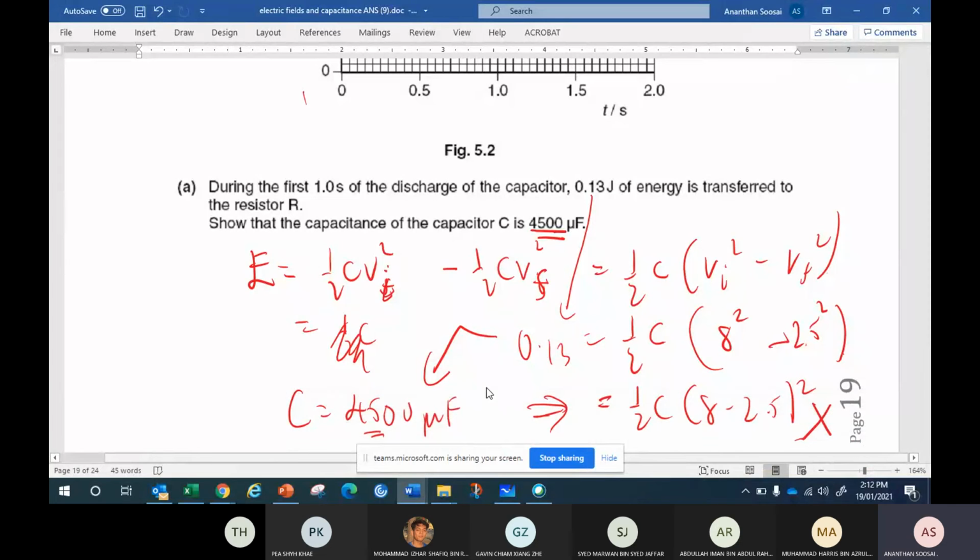So 8 squared minus 2.5 squared, bring the other side, 0.13 divided by that value times 2. So you should get around 4,500 microfarad. Okay, so this is the concept. First, those who identify should be half CV squared, good. Okay, then this is how the working should be. Any questions? No questions, okay, so let's move on.